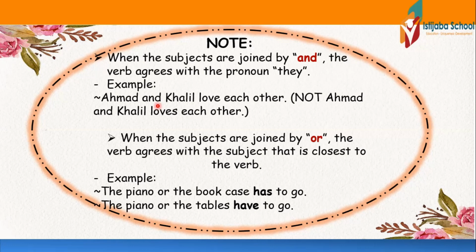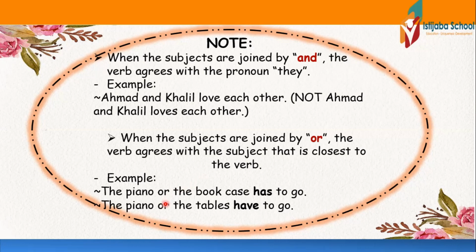If I want to replace Ahmed and Khalil with a pronoun, I'm gonna use the pronoun they. And they doesn't take an S with the verb as a pronoun. So I say Ahmed and Khalil love. I don't say loves. In the conjunction or, I have a different case. So in here, the verb agrees with the subject that is closest to it.